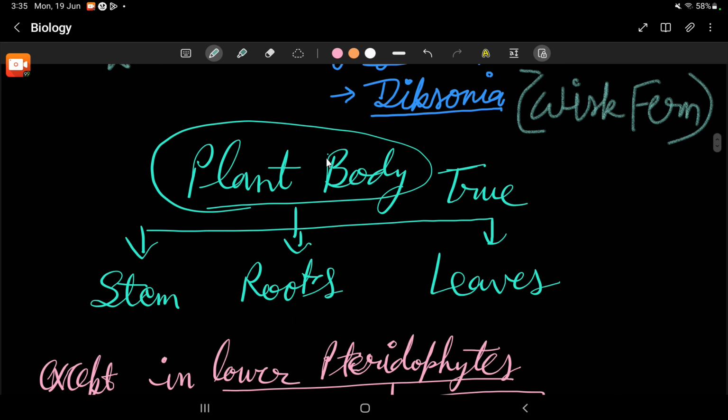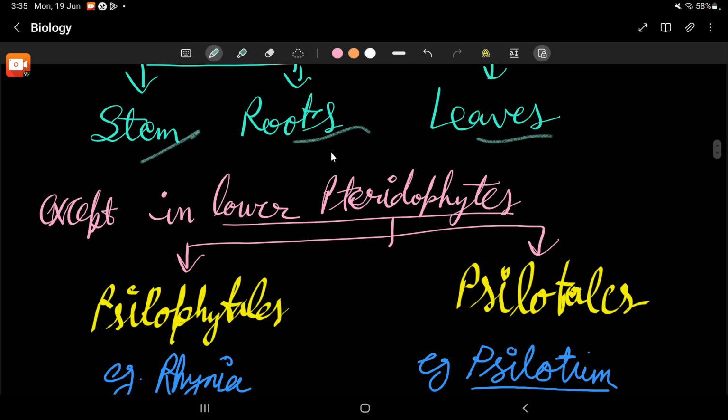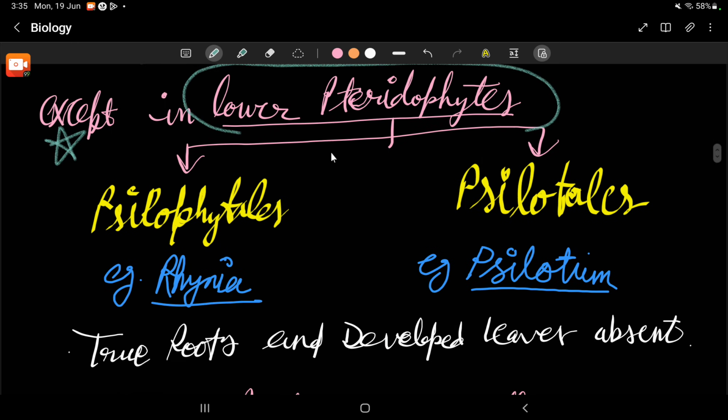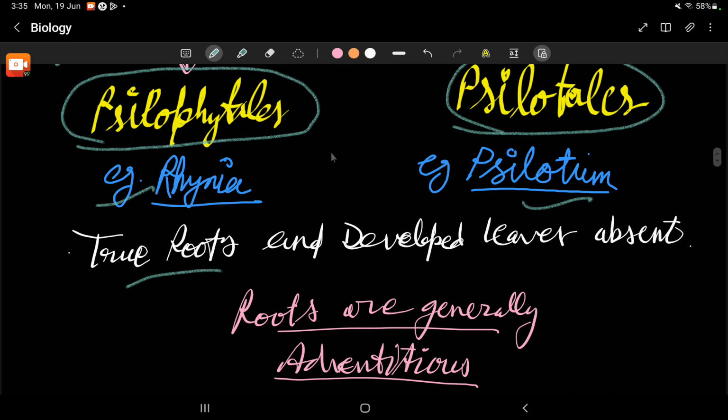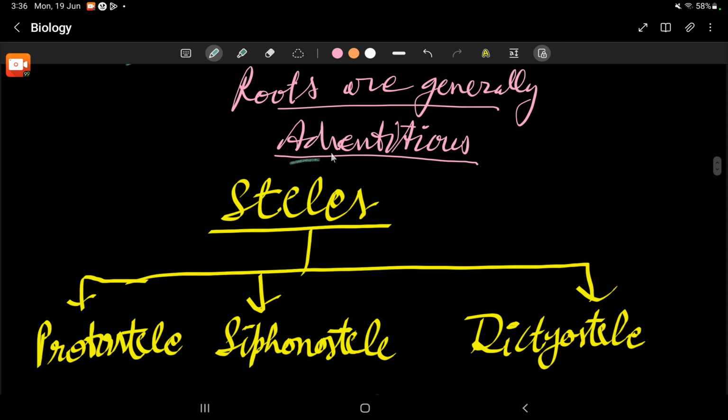Next, the plant body has true stem, roots and leaves. Exception comes in lower pteridophytes. In Psilophytales it is Rhynia, and in Psilotales it is Psilotum. They don't have true roots, and developed leaves are also absent. Roots are generally adventitious.